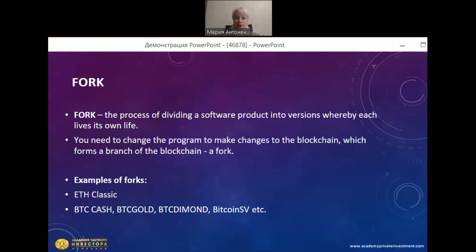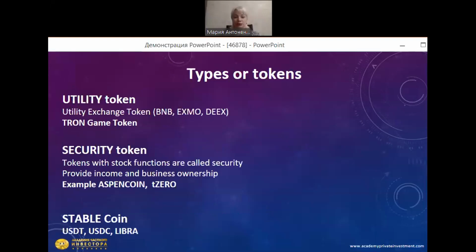In our case, we will use an EOS fork, but we will not grab all the EOS blockchain which has been collected or developed so far. We will start from scratch. All our blocks will have only our transactions.